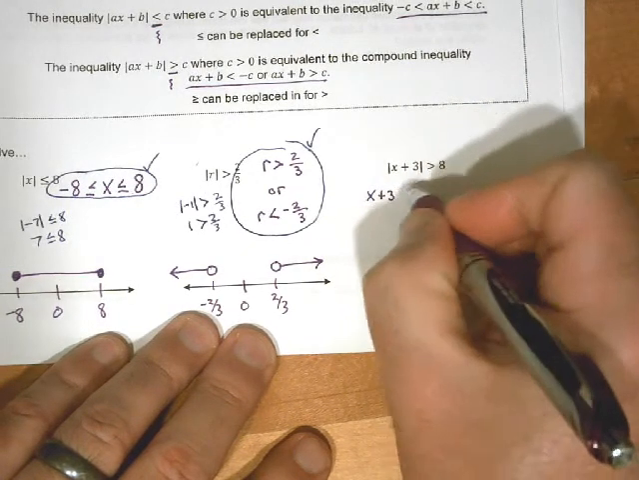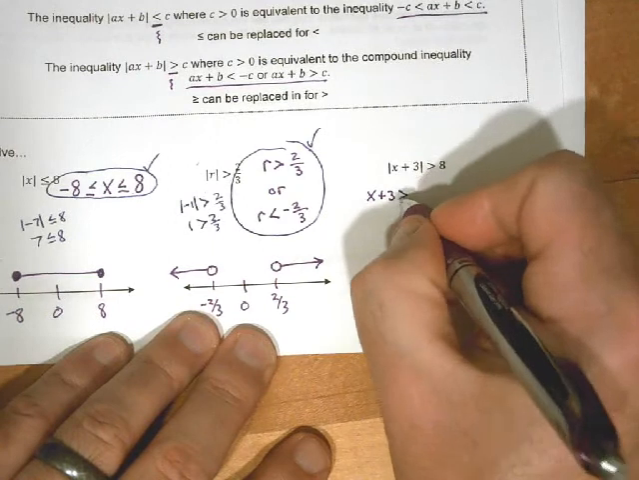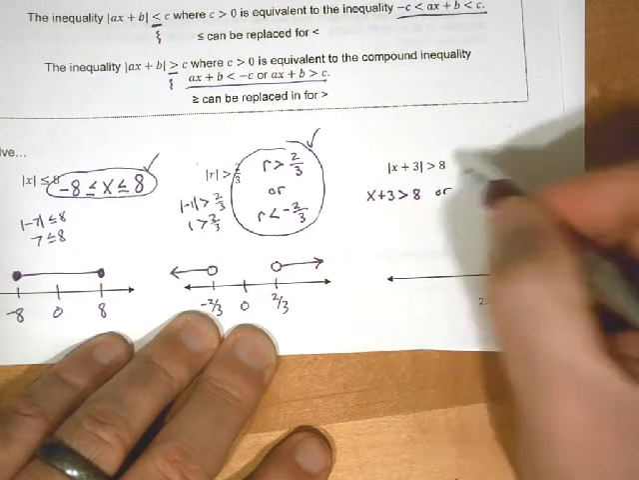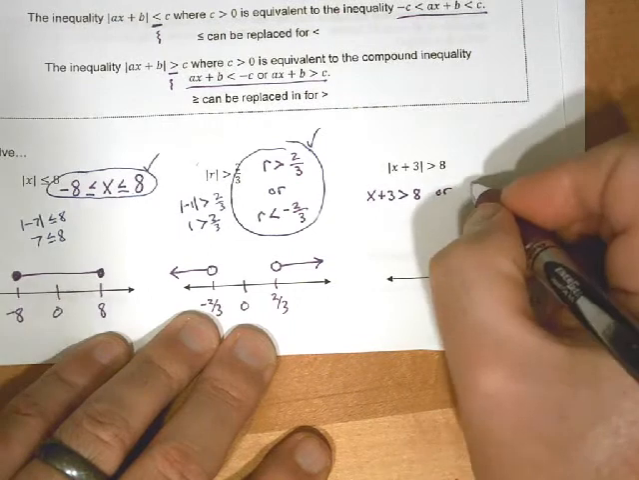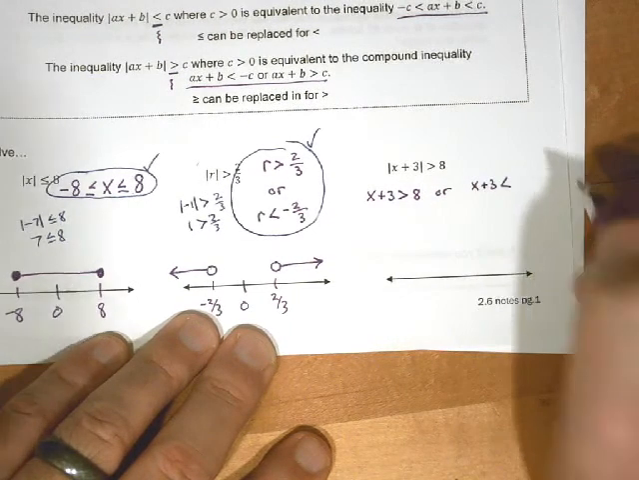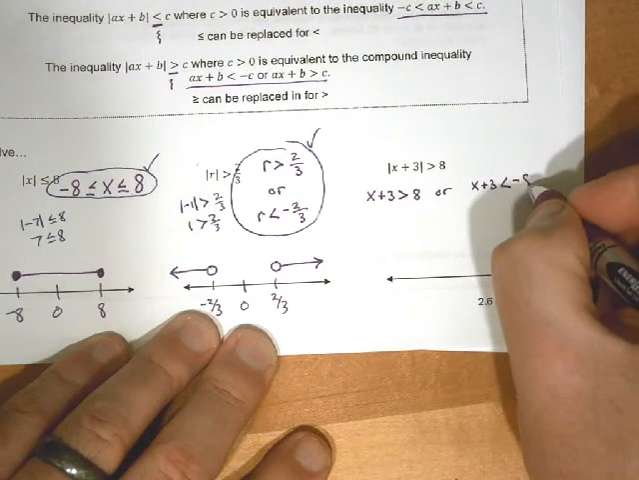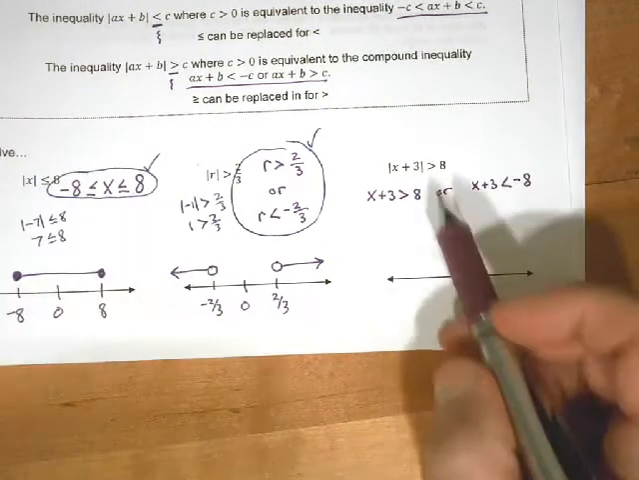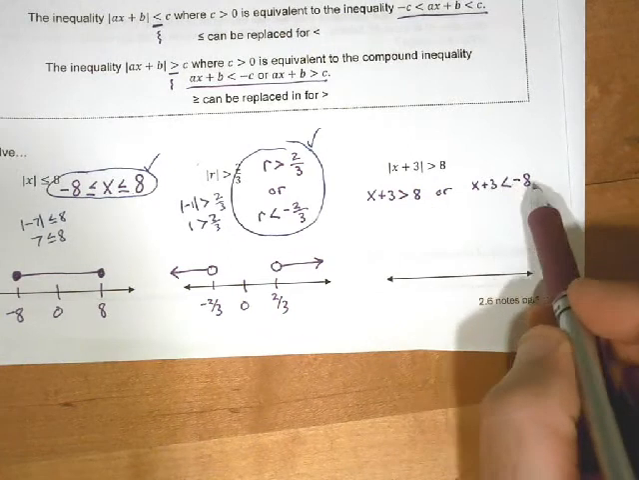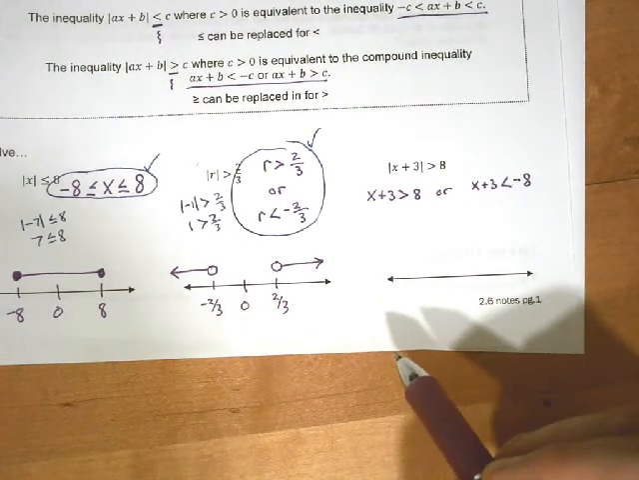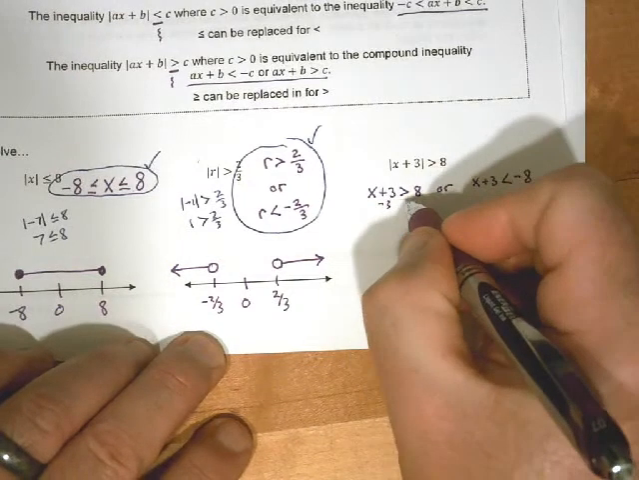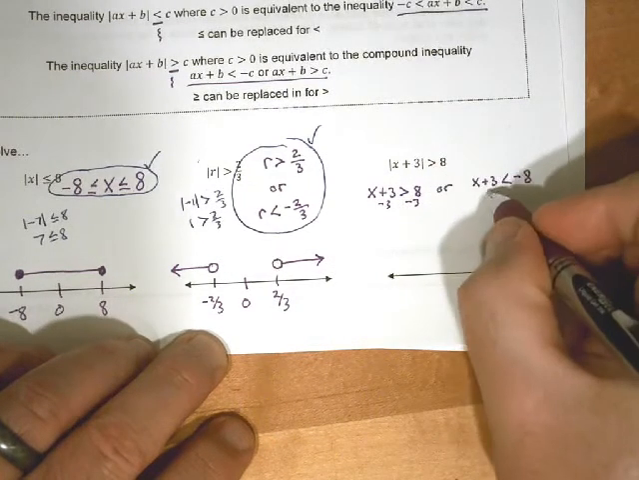Again, we have an OR situation. So you write down the first one just like you see it. x plus 3, we drop the absolute value, is greater than 8, or x plus 3 is less than minus 8. So again, on this one, it does switch. All right, so you switch the signs with the minus there.